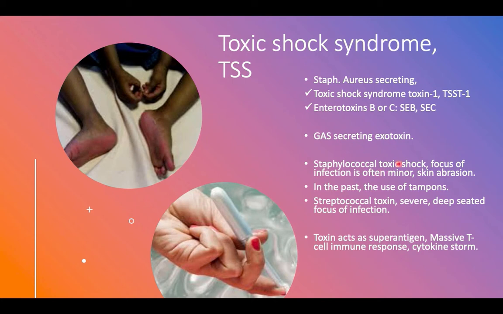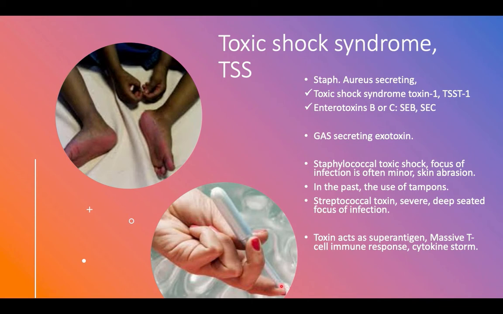In staphylococcal toxic shock, the focus of infection is usually a minor skin abrasion. Through a minor skin abrasion, the organism can secrete its exotoxin and then it reaches the circulation to give us this horrible syndrome. Another entry in the past was through the use of tampons, used by females during the menstrual periods, as a holder of blood.